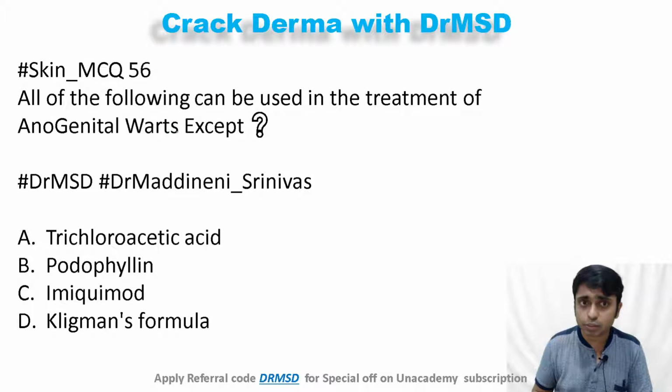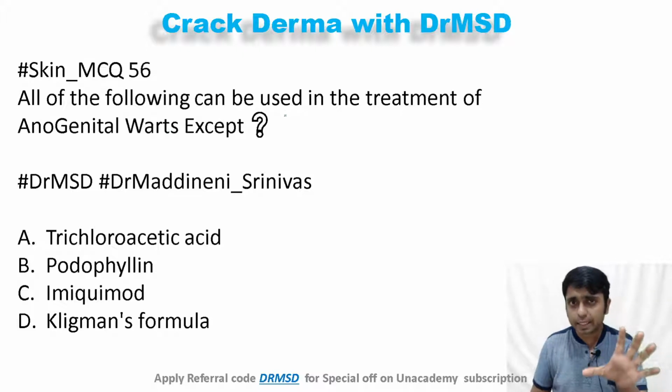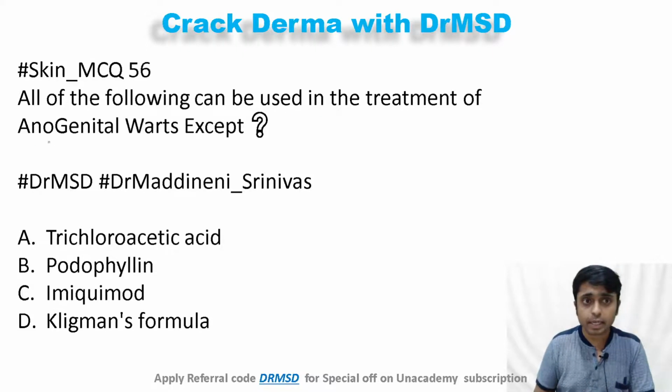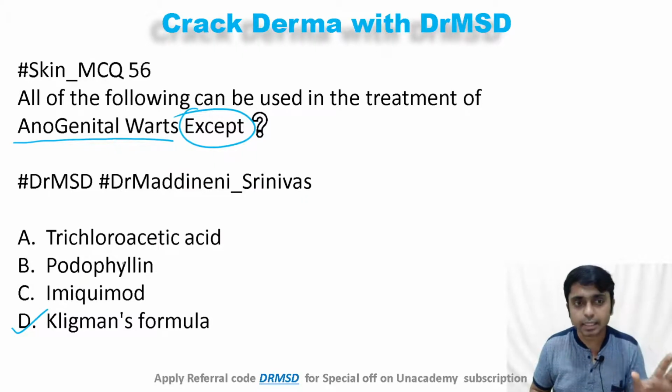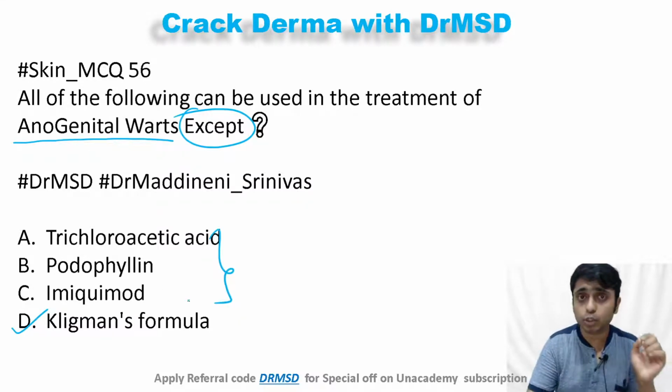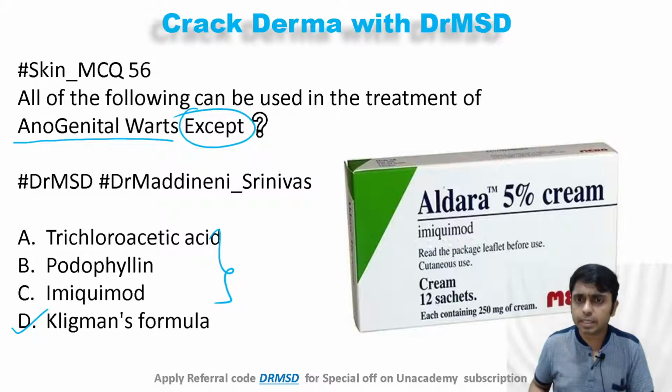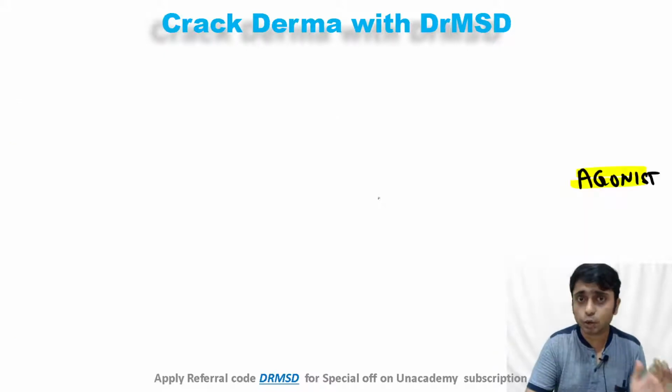So this is today's question. Here we are basically going to see treatment modalities of anogenital warts. It is asking all except the treatment modalities. So if you have answered it as Kligman's formula, then awesome, you have answered it right. Why? Because trichloroacetic acid, podophyllin and also imiquimod, all of them are going to be utilized in the treatment of anogenital warts topically. So this is imiquimod, which is available in 5% formulation and it is used as a topical formulation.